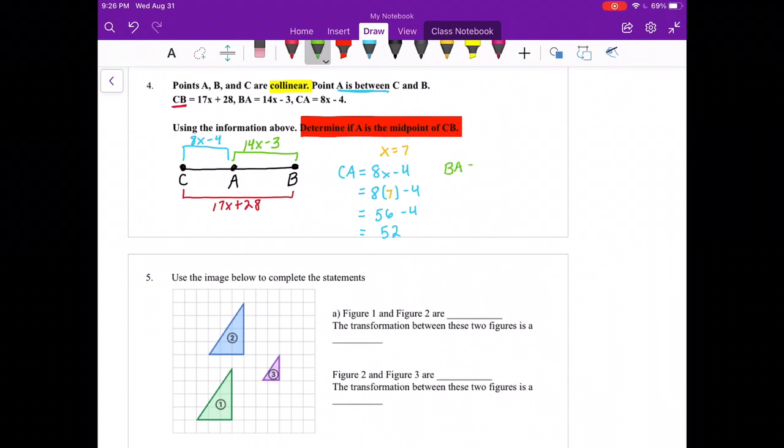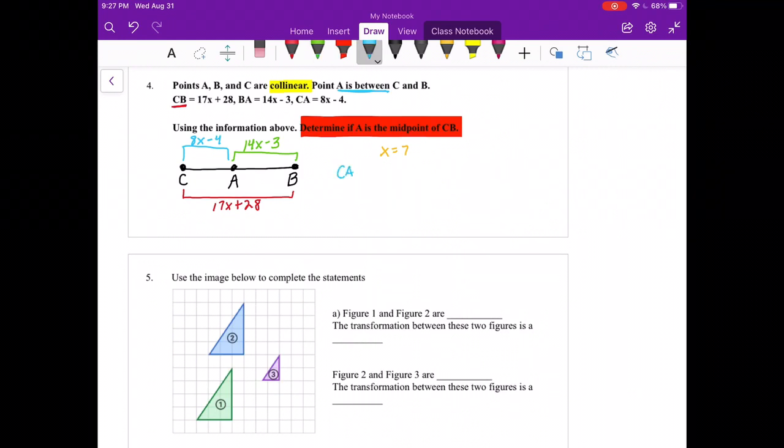Now let's do the same for BA. BA is 14x minus 3. So we're going to replace the x with a 7 once again, giving us 14 times 7 minus 3. In this case, 14 times 7 should give us 98. So we end up with 98 minus 3, which equals 95.